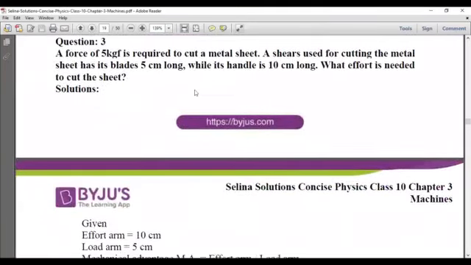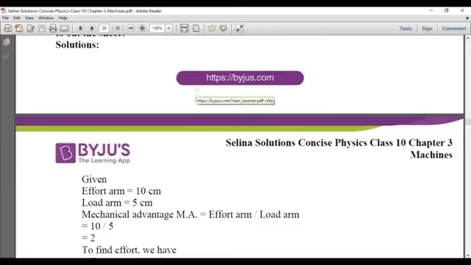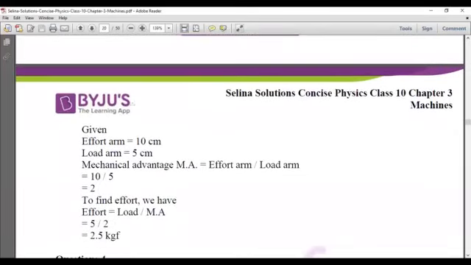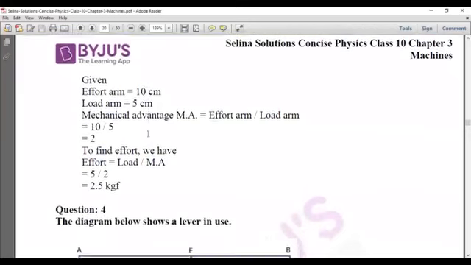Okay, third one: a force of 5 kgf is required to cut a metal sheet. A shears used for cutting the metal sheet has its blade 5 centimeter long, while its handle is 10 centimeter long. What effort is needed to cut the sheet? So this is a lever of class 1. Here we know the effort arm is 10 centimeter and the load arm is 5 centimeter. So first we need to find the mechanical advantage. Mechanical advantage is nothing but effort arm divided by load arm, that is 10 divided by 5, it is 2.